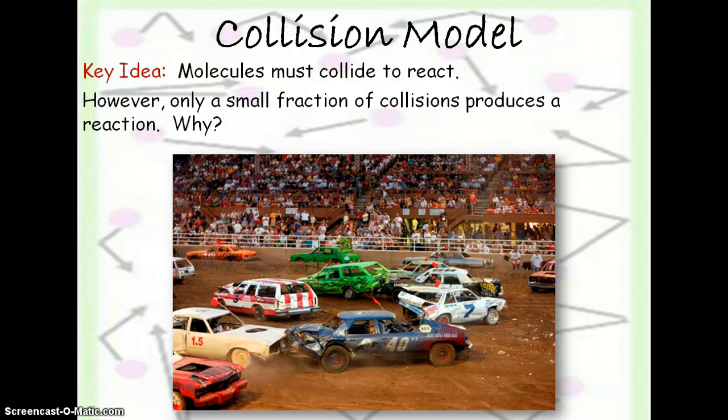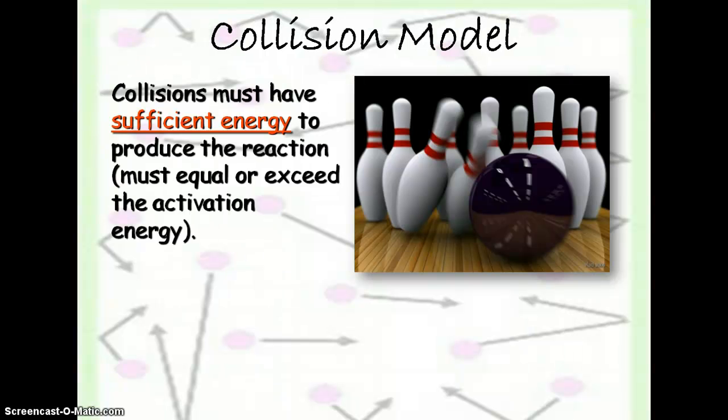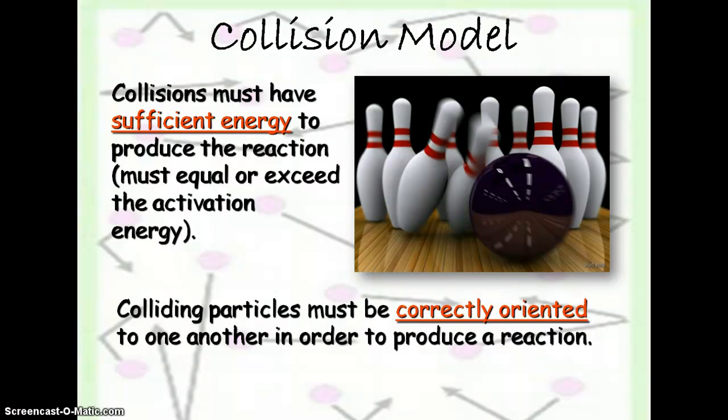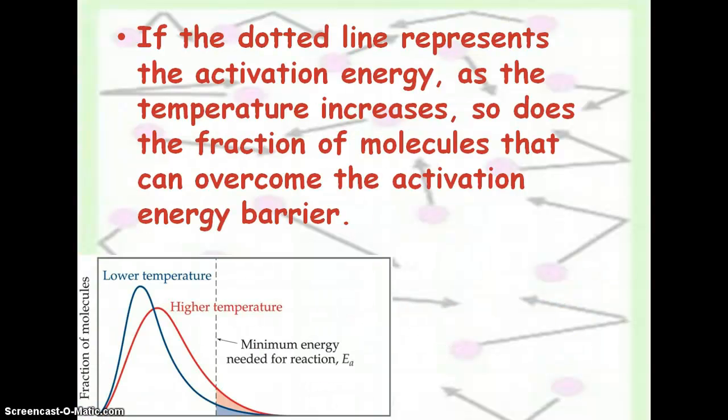So basically, everything is governed off this collision model. The collision model just says basically molecules must collide with one another to cause a reaction. But only a small fraction of collisions actually produce a reaction. Why do you think that is? Well, first off, collisions must have sufficient energy to produce the reaction. So the energy must be either equal to or exceed the activation energy for that reaction. And the particles that collide must be correctly oriented with one another in order to ensure that a reaction occurs.